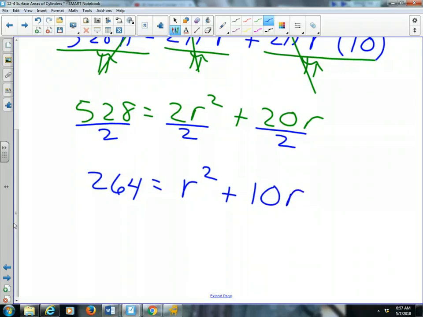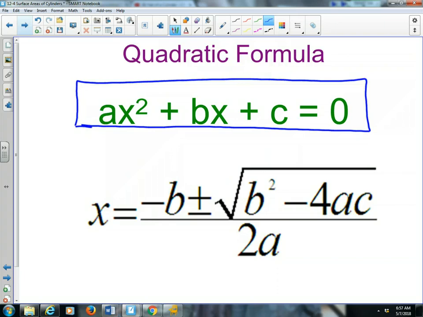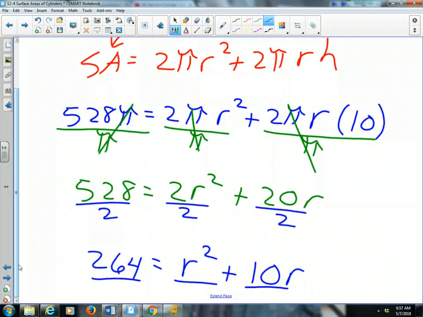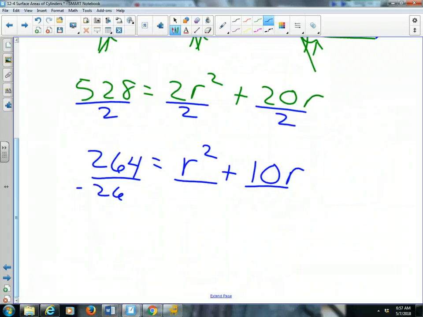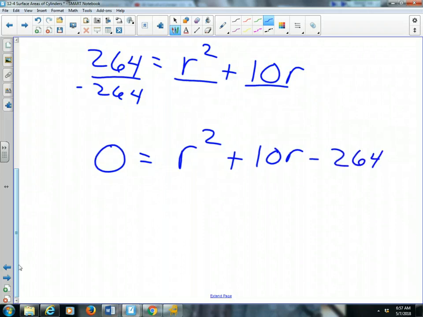So now, class, I still have three different terms. One is called a constant term, one is an r squared term, and one is an r term. When there are three different terms, in order to solve, we need to put it into the standard form of a quadratic equation: ax squared plus bx plus c equals 0. Let's get a 0 on one side of the equation. The easiest way would be to subtract 264 to get a 0 on the left side. So 0 equals, in descending order, r squared plus 10r minus 264.